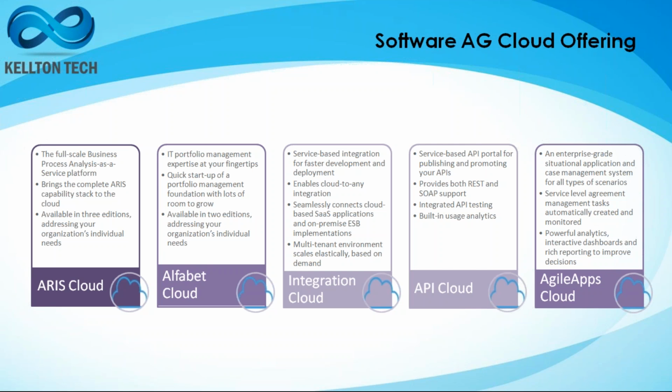It provides you a flexibility to build your APIs both in REST and SOAP. It gives you beautiful analytics on how your API is getting consumed, as well as functionality for user management of those who are registering to consume your API. Agile apps allows you to build agile applications and manage them. Again, it gives you powerful analytics, interactive dashboards, and rich reporting to improve decisions. These are the key cloud offerings from Software AG.